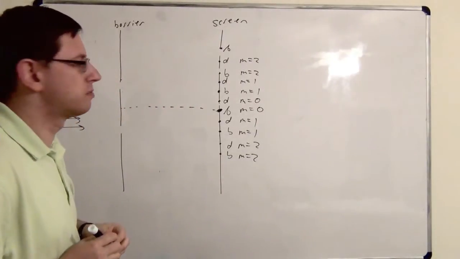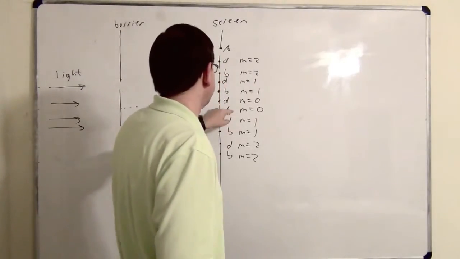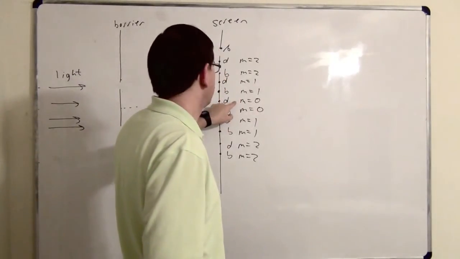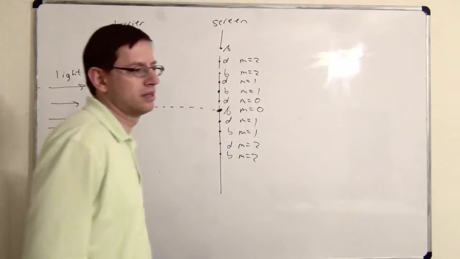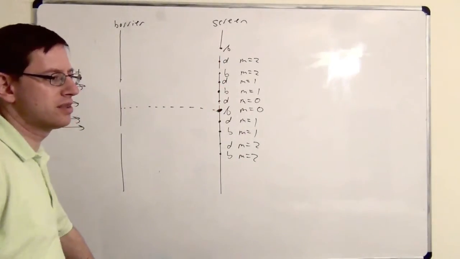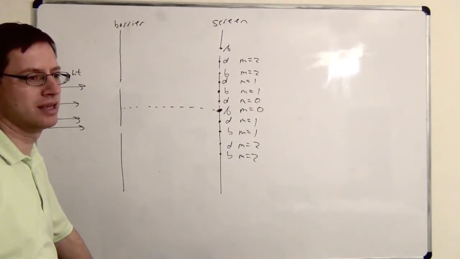Another way to describe this verbally, this is the 0th order bright fringe. This is the 0th order dark fringe. This is the first order bright fringe. So if someone says third order, how would you translate that into math? M equals 3. Good.